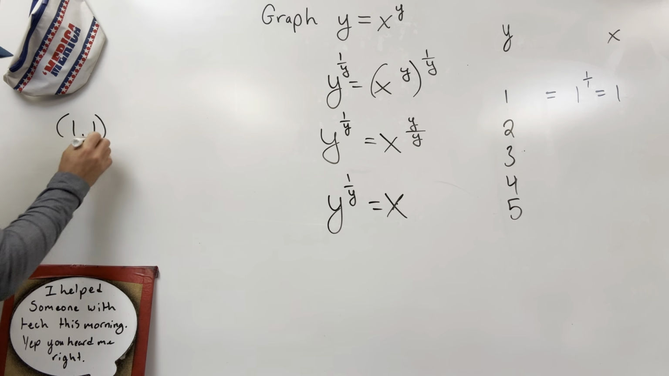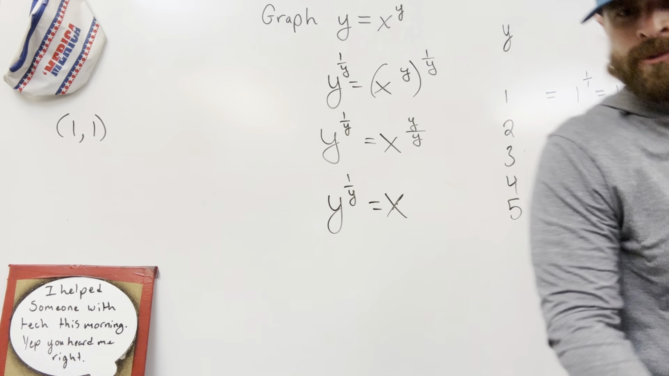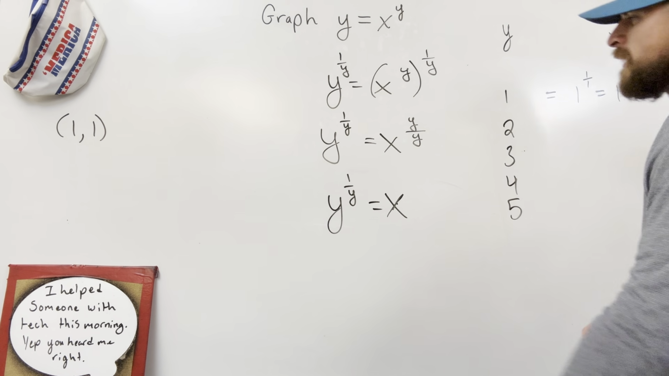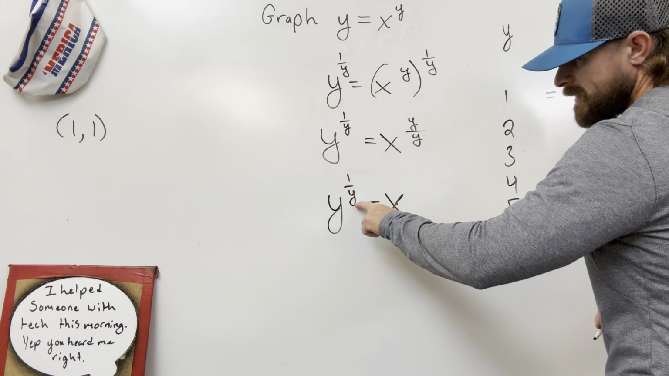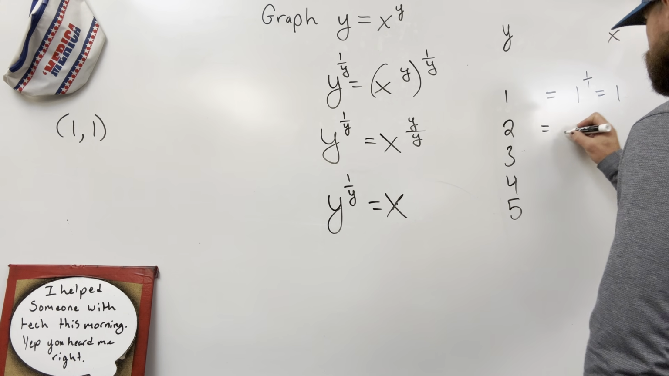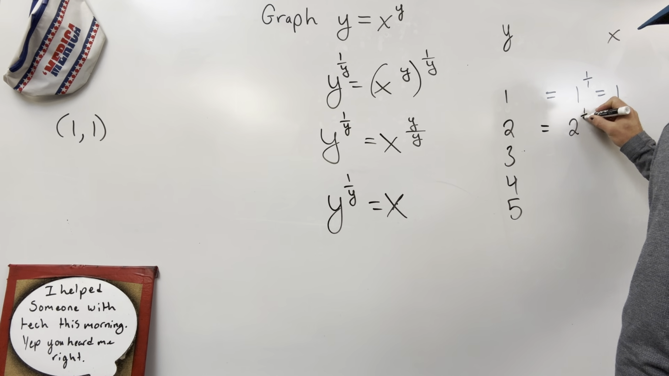1, 1. That's not going to be difficult to graph at all. Maybe this will be easier than I thought. All right, so next, let's plug 2 in. 2 is going to go in place of y and the other y. So what that would look like is 2 to the power of 1 over 2.